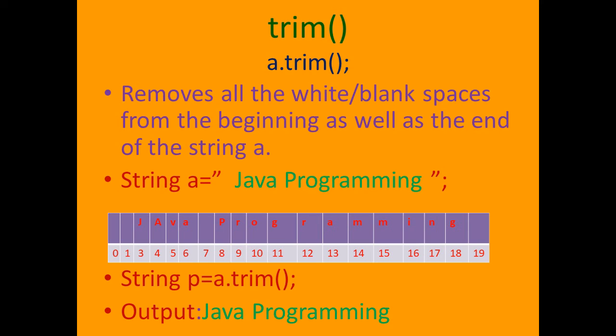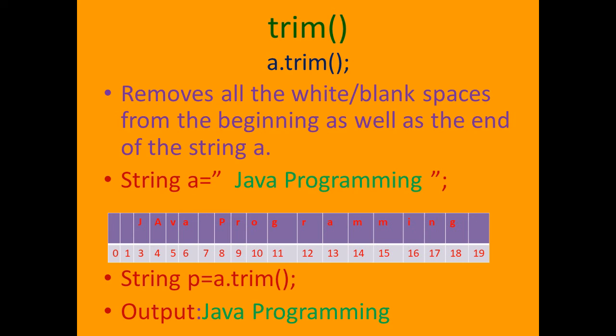Okay. What's the format of this one? First you write the string name dot trim function name, then put the bracket without arguments. There are no arguments. Then close the bracket. After that write the semicolon. Terminate with the semicolon. Okay. Let's see the example.